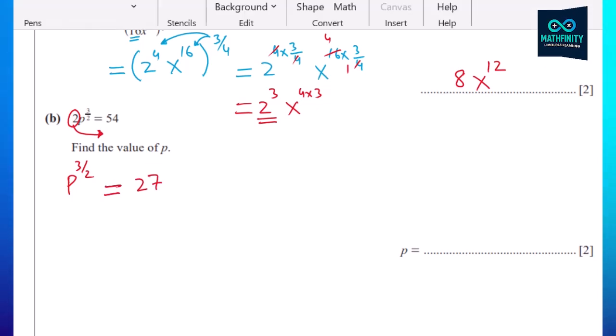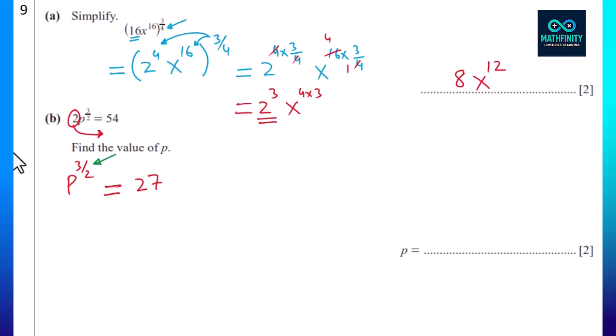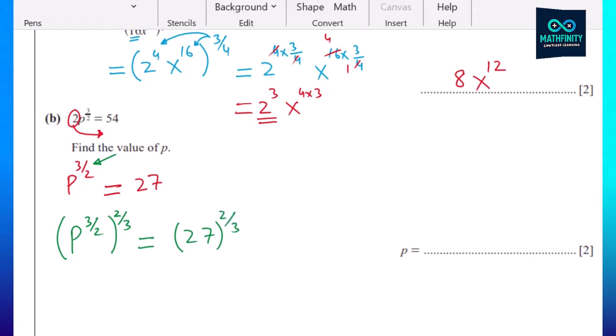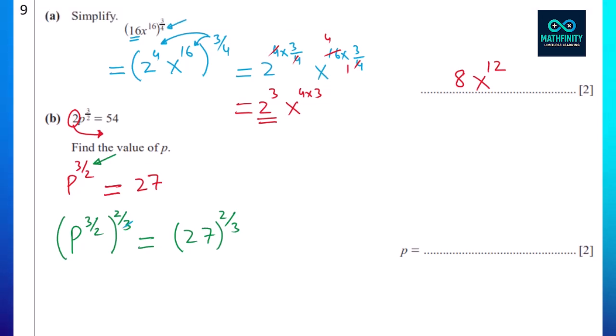If you remember, I already discussed this issue with you. What is the power now? 3 by 2. So to remove the fractional power 3 by 2, what do we have to take on both sides? Like if you remember, I told you if you have to remove the square, we take the square root. If you have to remove the cube, we take the cube root. But if you have to remove the fraction 3 over 2, then you have to take the opposite of the fraction, 2 by 3. 2 by 3. So that we can cancel this and this.